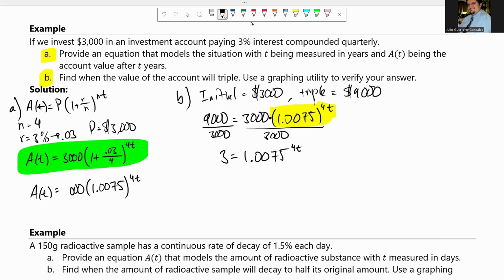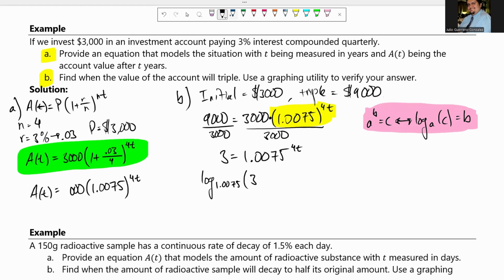solve. We need to change this into the logarithmic version. Okay, so I'm going to write it over here. A to the b is equal to c is equivalent to log base a of c is equal to b. I'm going to highlight it in pink so we don't forget it, since I've been highlighting it in pink for the last couple sections here. Okay, so then this means log base 1.0075 of 3 is equal to 4t.